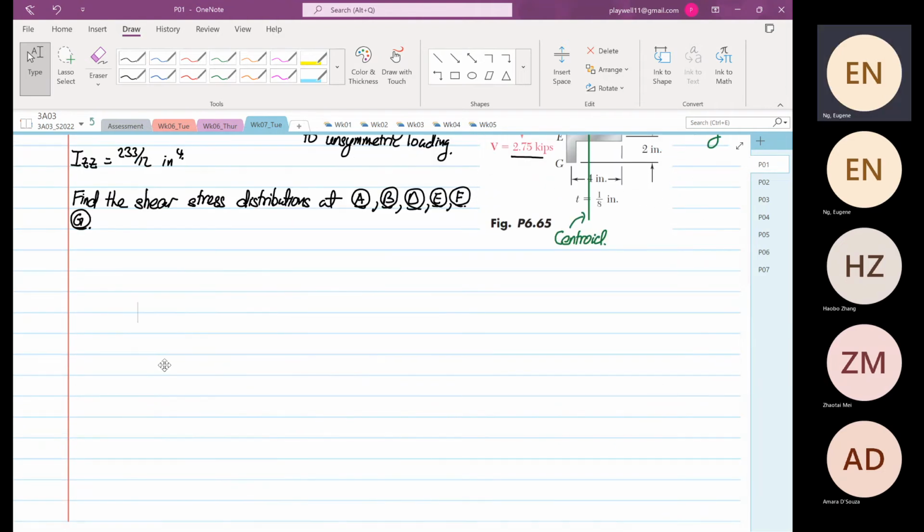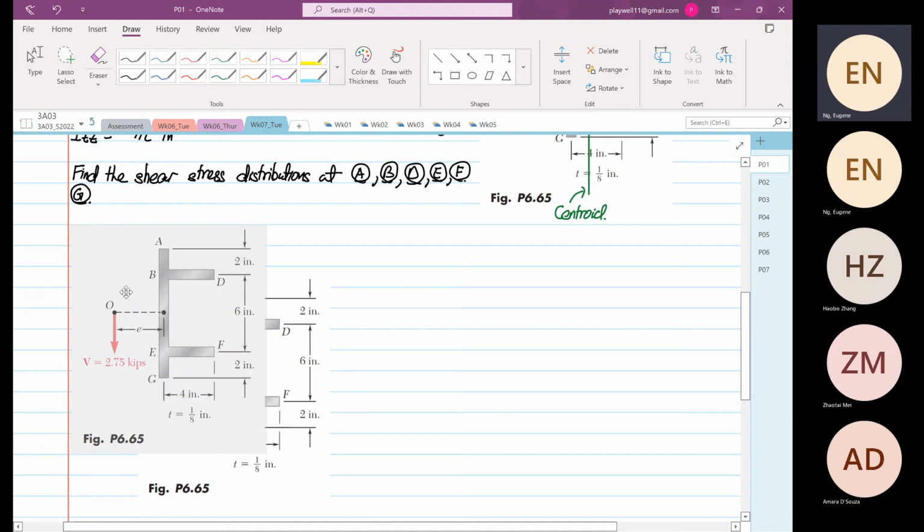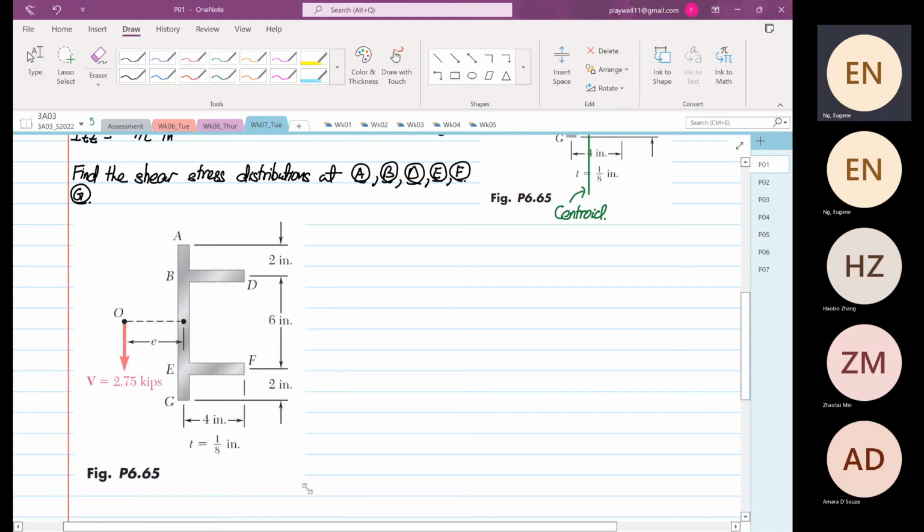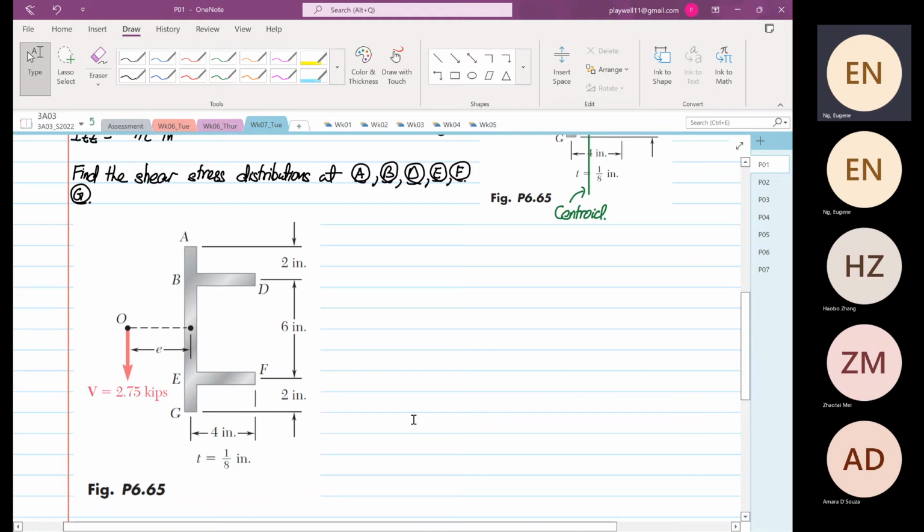Now we are going to construct our shear flow. We're going to sketch our shear flow. This diagram is available to you on Avenue to Learn. Like we mentioned, the web controls the flow. What we realize is that all these are our terminus: 1, 2, 3, 4.